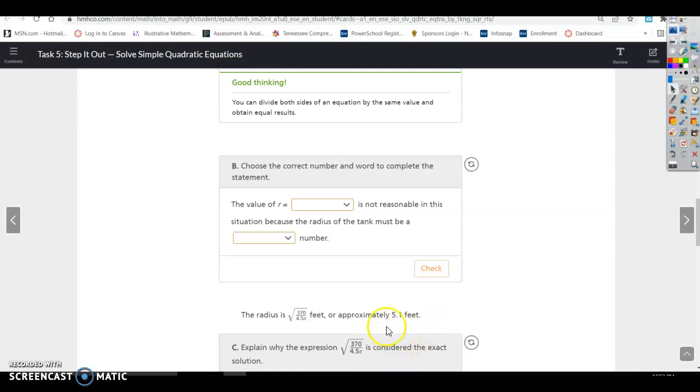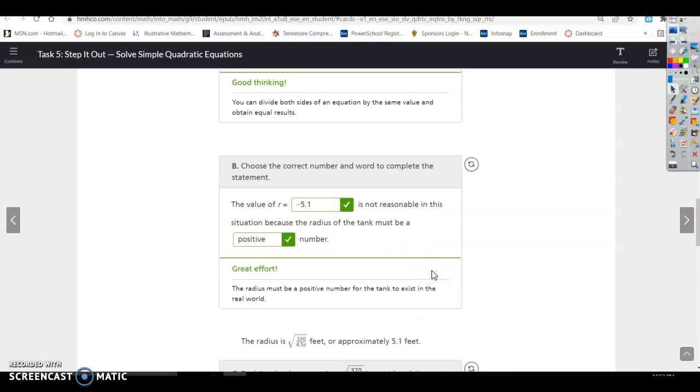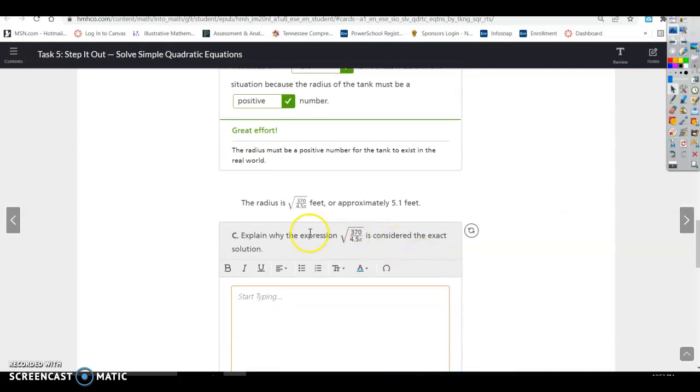The value of r is not reasonable in this situation, so that would be the negative value, because the radius of the tank must be a positive number. Remember, radius represents the distance from the center to the edge of the tank, so it has to be a positive number. So that means the radius is approximately 5.1 feet.